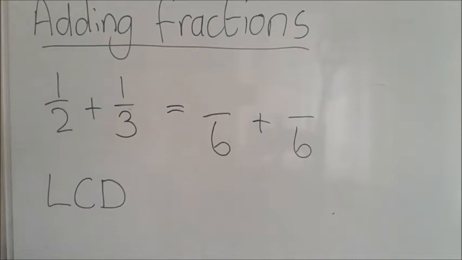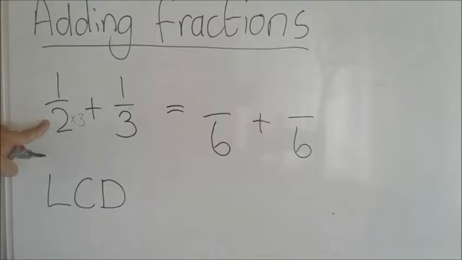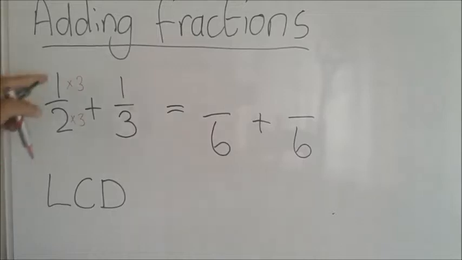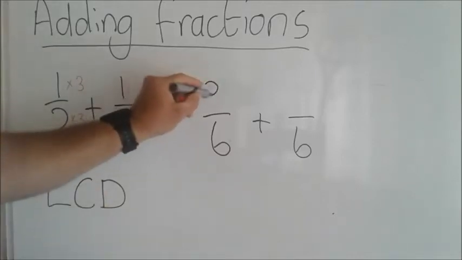Then I'm going to say, same as with equivalent fractions, what did I do to my 2 to get to 6? What I did was I said 2 times 3 gave me 6. So whatever I do to the bottom, I've got to do to the top. So 2 times 3 gave me 6, so 1 times 3 will give me 3.